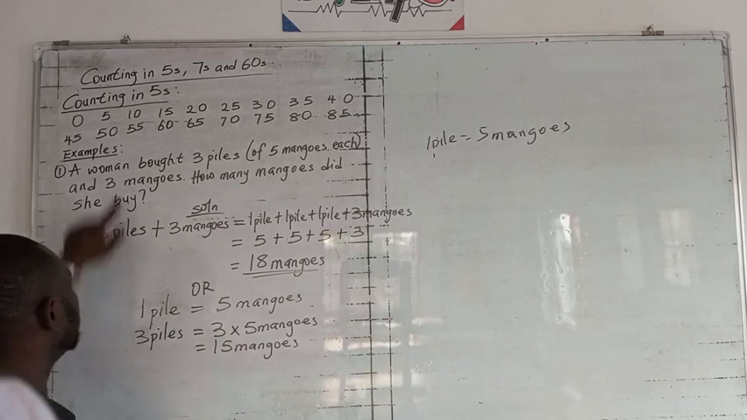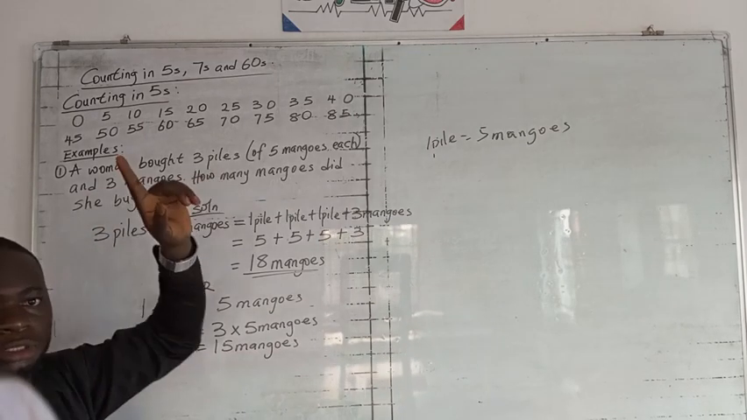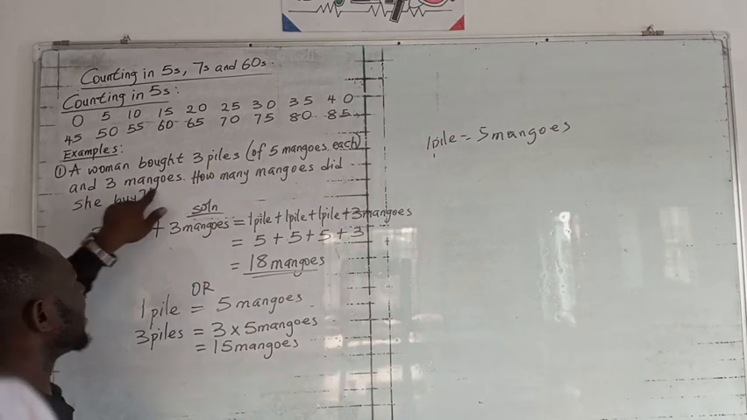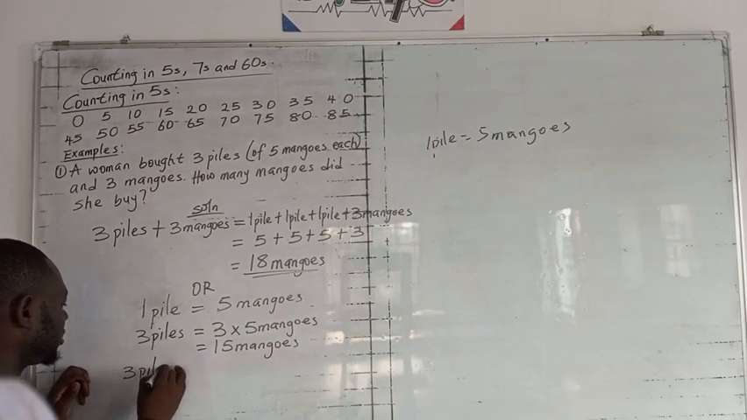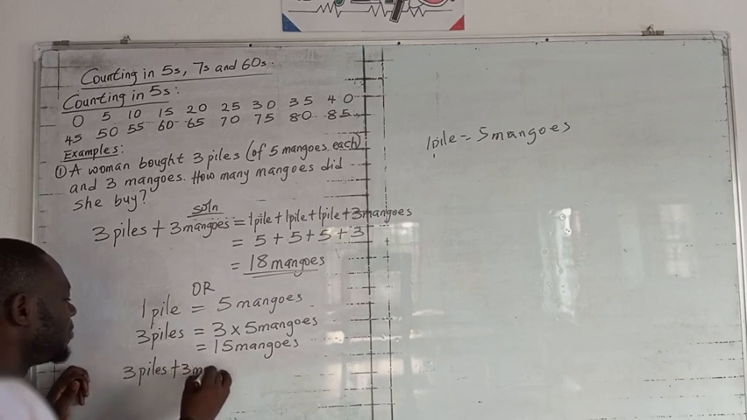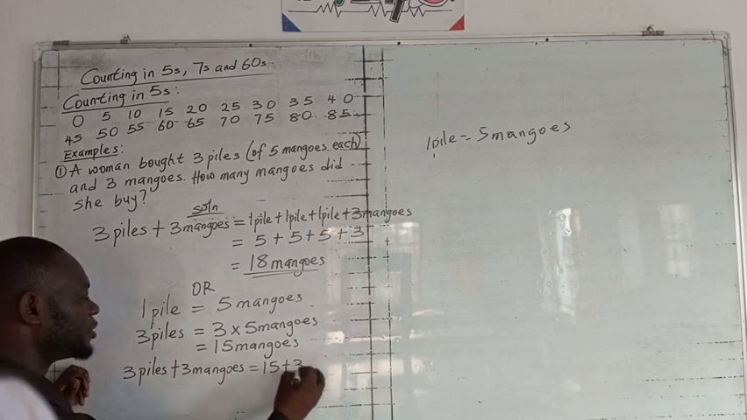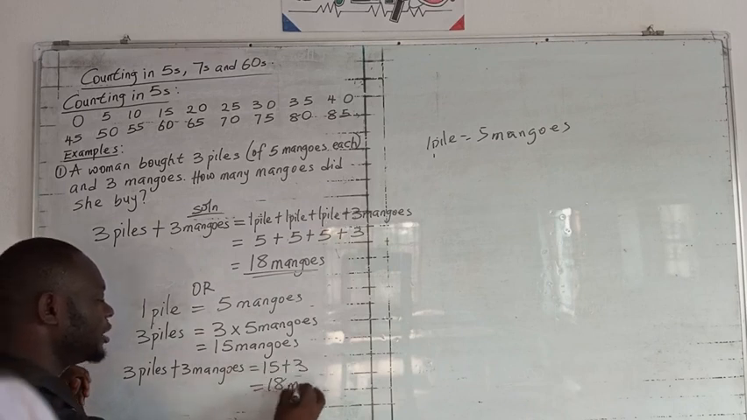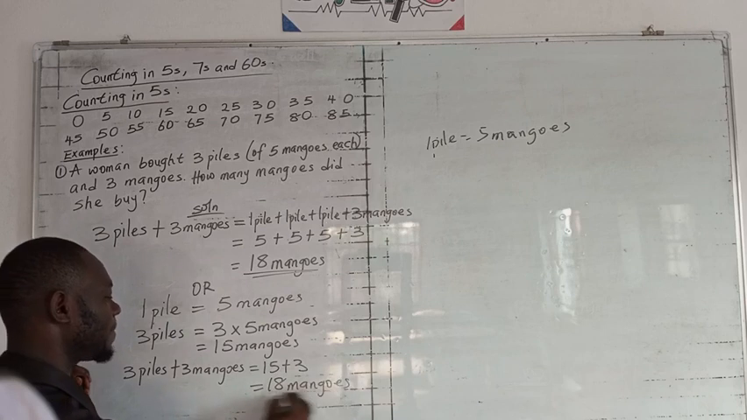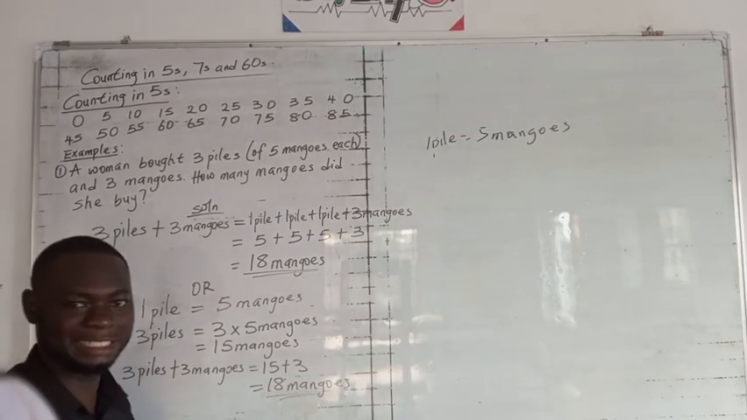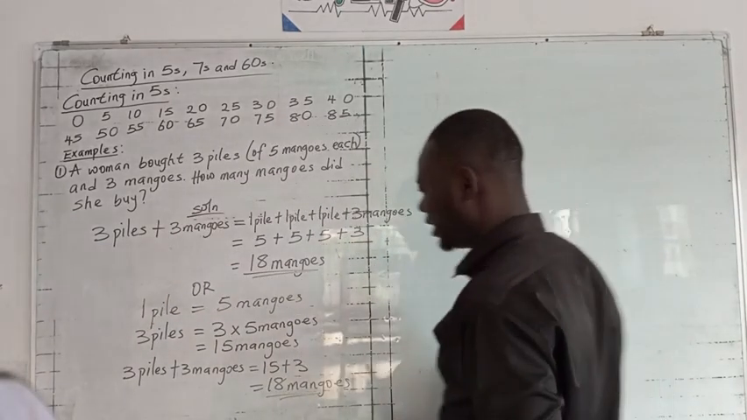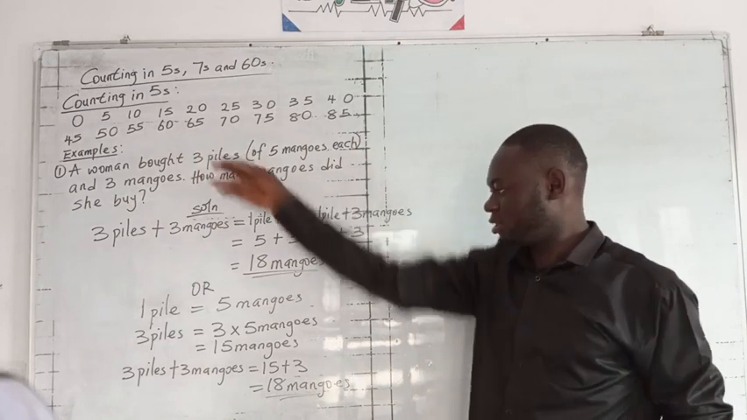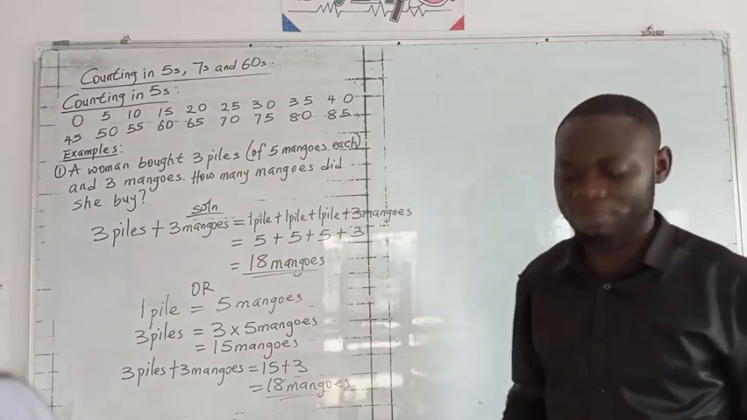Now remember that the woman bought 3 piles of mango and 3 mangoes. So what do I now do? I will now bring my 3 piles plus the 3 mangoes the woman bought extra. That will now give me 15 plus 3, which is what? 18 mangoes. All right. So here we are simply applying skip counting to solve a real life problem.